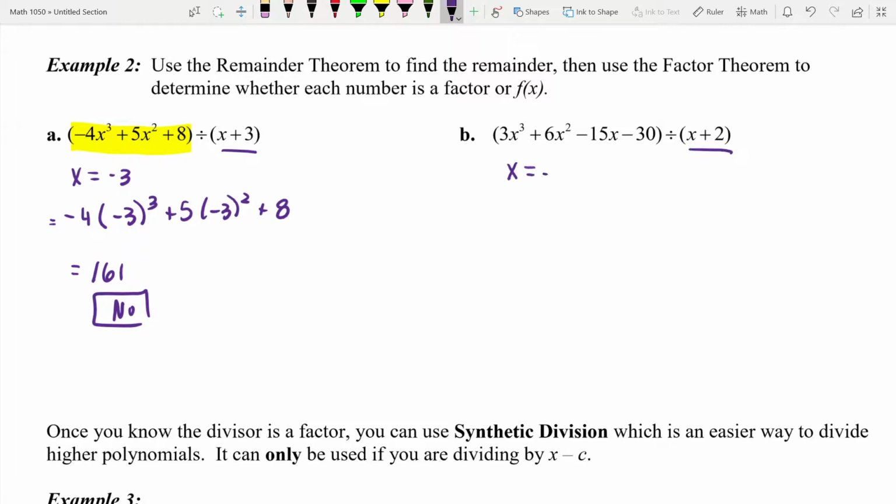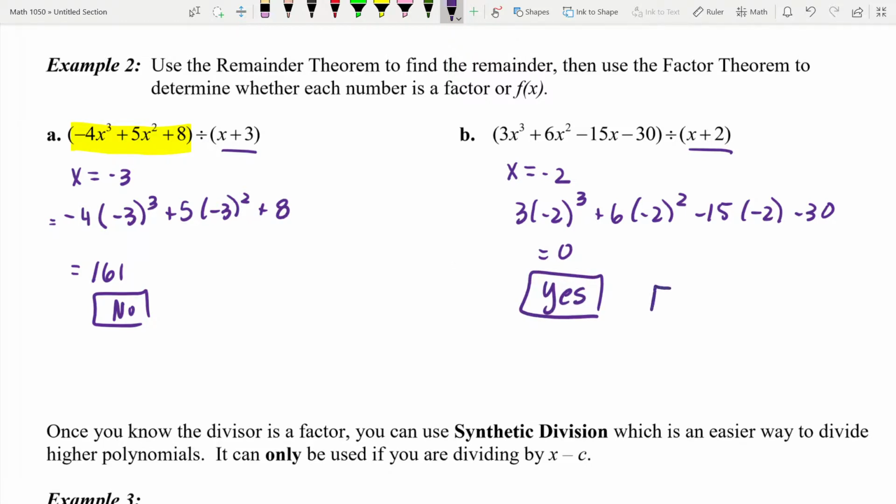X plus 2 equals 0. X equals negative 2. Plug in the negative 2. So it's 3 times negative 2 to the third, plus 6 times negative 2 to the second, minus 15 times negative 2, minus 30. Okay, so negative 2, store, enter. 3, alpha, enter, raise it to the third, plus 6, alpha, enter, x squared, minus 15, alpha, enter, minus 30, enter, and I get a 0. Is it a factor, guys? Yes or no? Yes, it is.